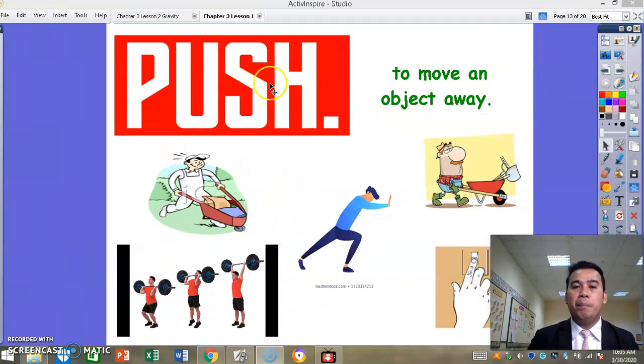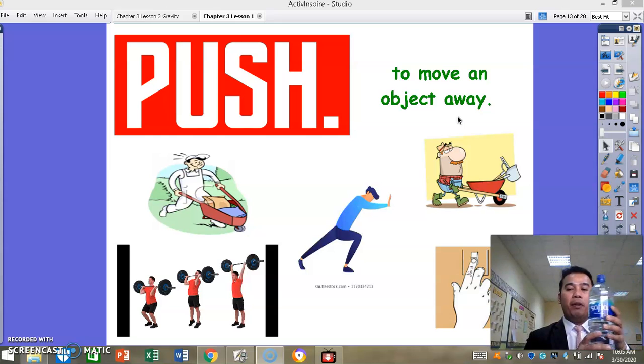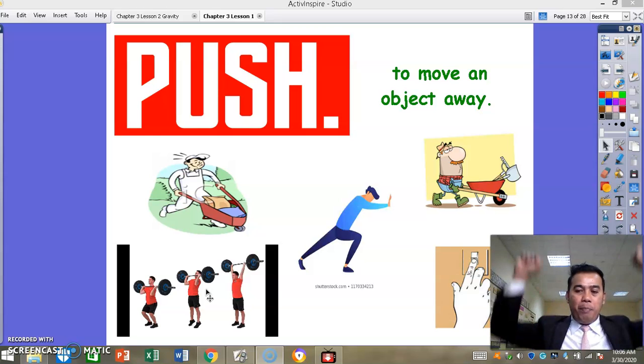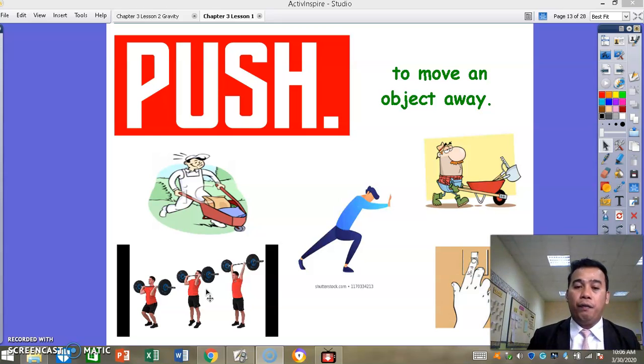When we talk about push, for us to understand more, push is to move an object away. For example, I have here this bottle with water. I will push it away from me. Other examples: this man is pushing the cart. This man is pushing the wall. This man is pushing the weight upward. That is a kind of force.